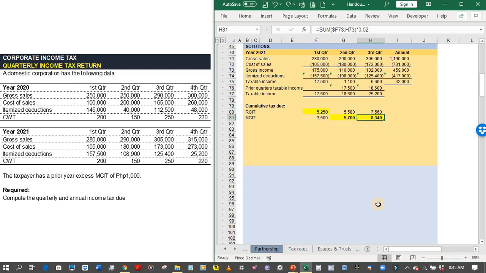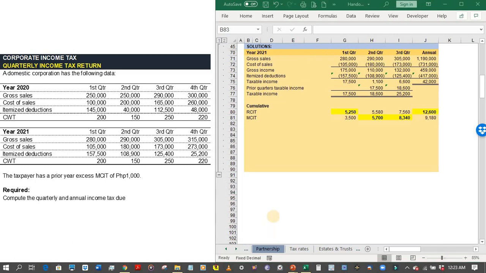Then for the year, we have an RCIT of 12,600, which is based on the annual taxable income of 42,000 pesos. Then MCIT is 9,180 pesos, which is 2% based on the cumulative gross income for 2021 as of the end of the fourth quarter, or the gross income for the year, which is 459,000 pesos. So 459 multiplied by 2%, that is 9,180 pesos. So now let us determine the income tax still due and payable for each quarter.